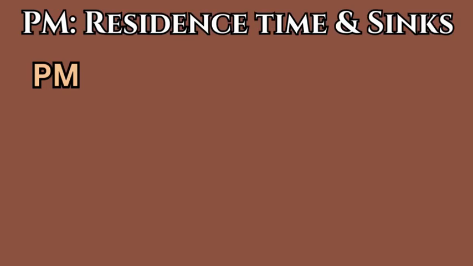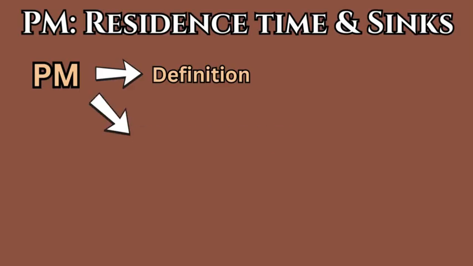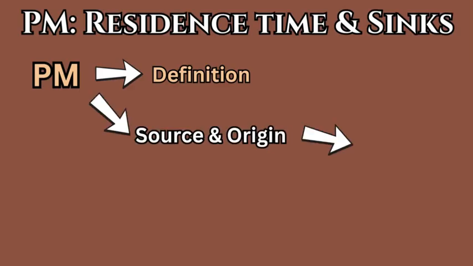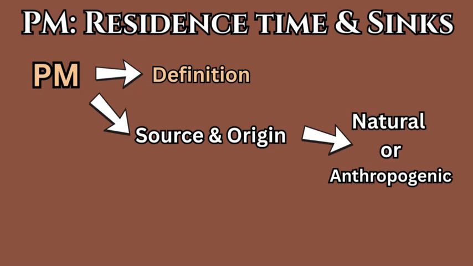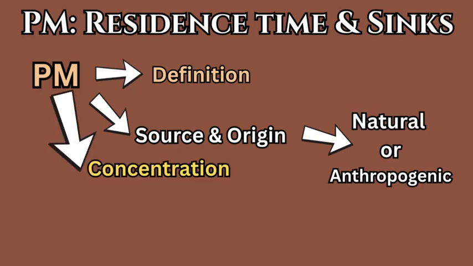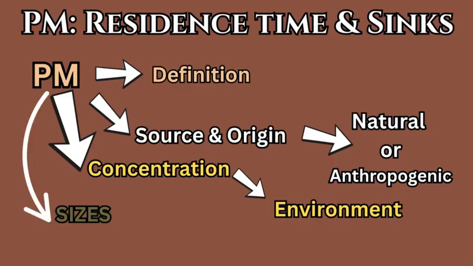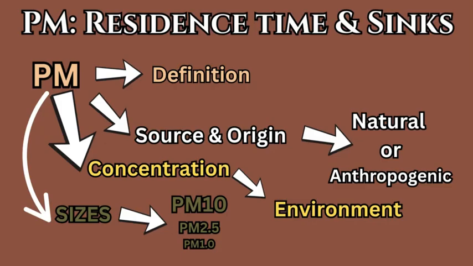So far, we have established what particulate matter is by definition, the different sources and where it originates from, either natural or anthropogenic. The concentration levels vary based on environment and source and the amount of human activity and human population, and also the different size of particles that reside in the atmosphere, from PM10 being the largest, PM2.5, and occasionally PM1, which is ultra fine.